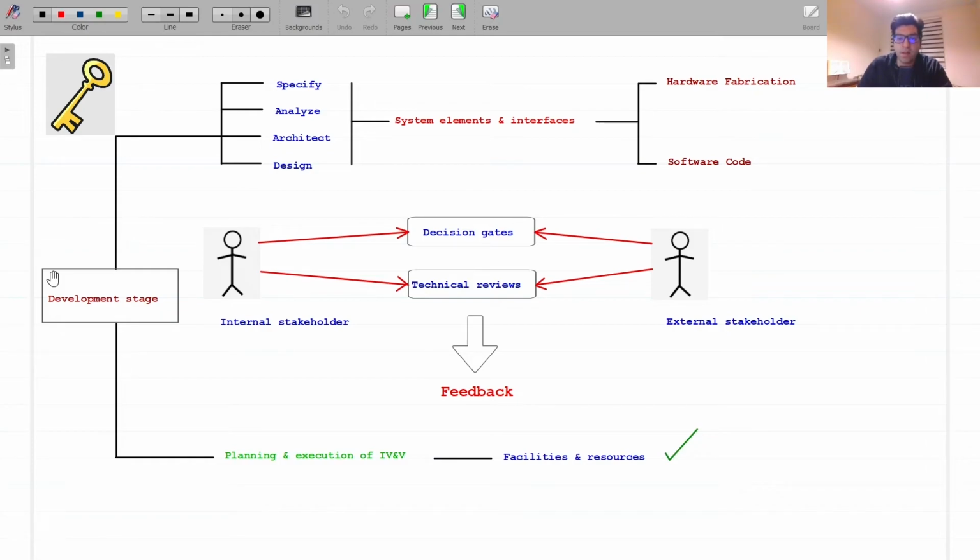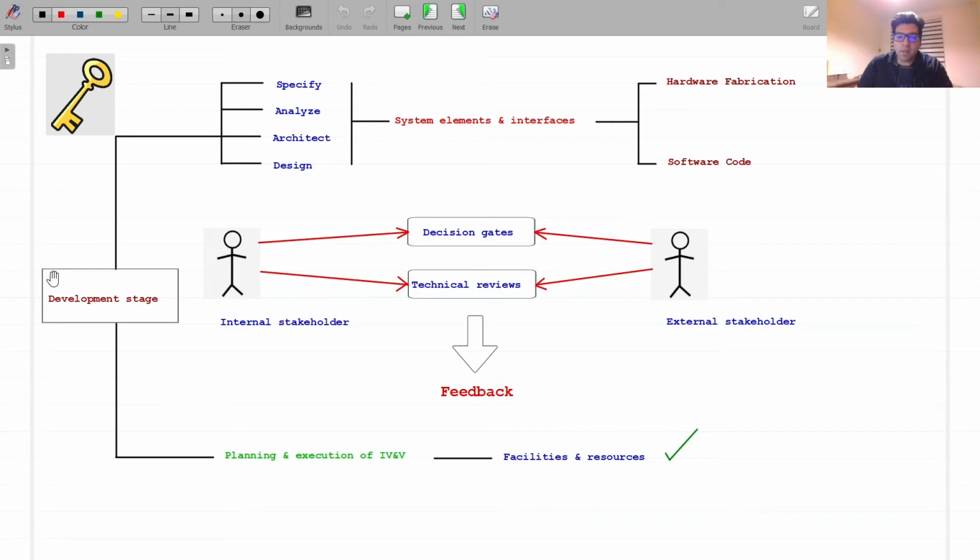Hardware and software elements are fabricated and coded. Operator interfaces are specified, tested, and evaluated during the development stage. Operator and maintainer procedures and training are developed and delivered to ensure humans can interface with the SOI. Feedback is obtained from both external and internal stakeholders through a series of technical reviews and decision gates. Projects that are not showing acceptable progress may be redirected or even terminated.